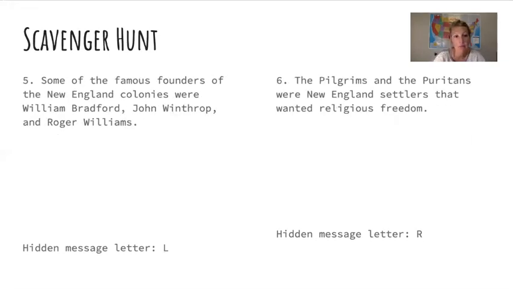Number 5. Some of the famous founders of the New England colonies were William Bradford, John Winthrop, and Roger Williams. Hidden message letter L.